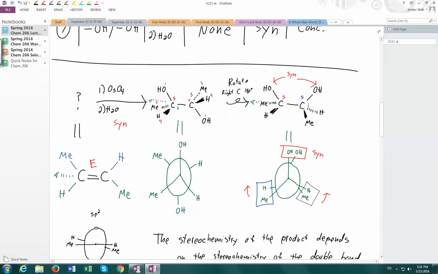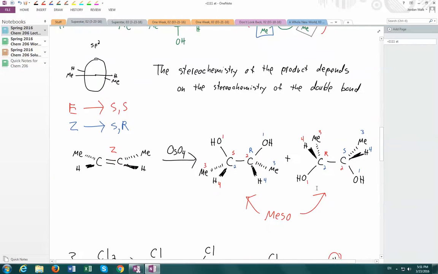Yeah. On the same notes, Sean. Okay. On the same notes for a little bit down, there was a meso compound you just showed us in class today. I don't really understand how that's meso, because where did the wedges and dashes have to switch? Does that matter?